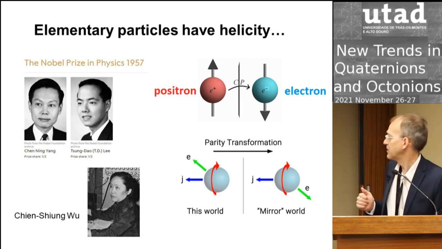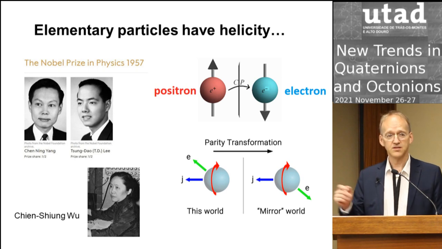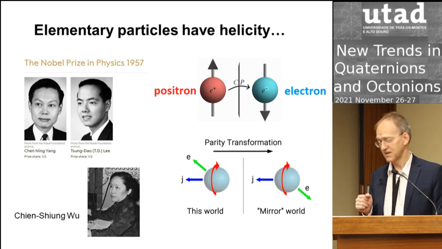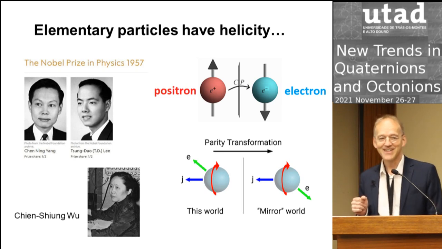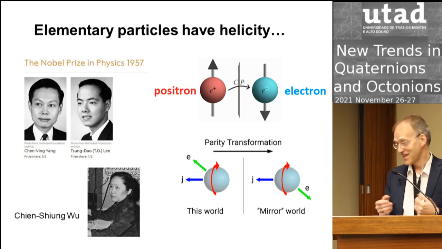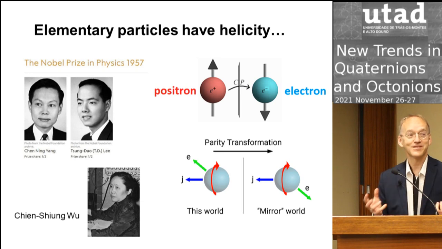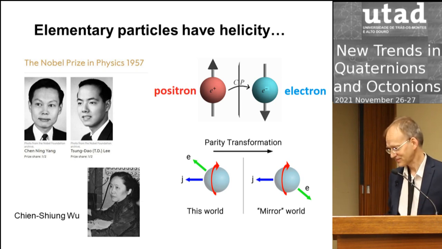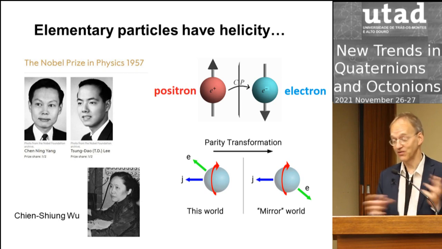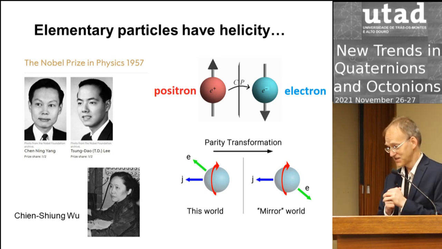She did the experiment and the discovery, and the two guys got the Nobel Prize. Unfortunately, that's sometimes the work share in physics. But at the end, we know that positrons and electrons have different screw sense. They behave as a right and a left screw. And this is very exciting for physicists.